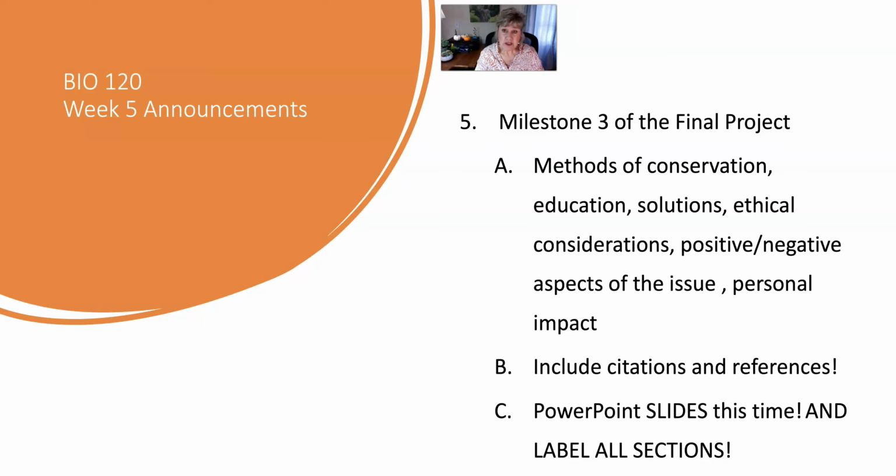One slide is going to say methods of conservation. Another one, education. Another one, solutions. Okay, so label these sections. Include citations in text because you are going to look up information about your topic. And include at least 1 reference slide because you should have at least 3 references for this particular section.